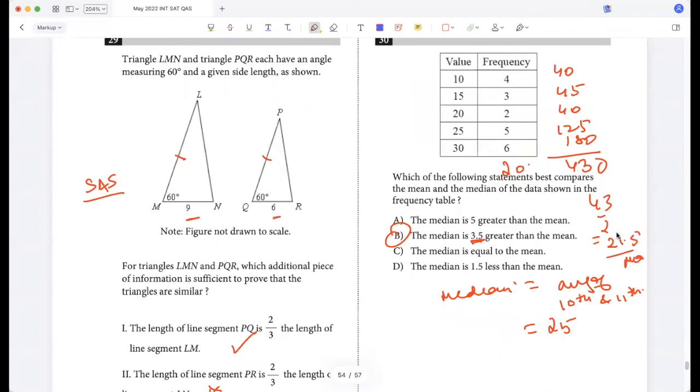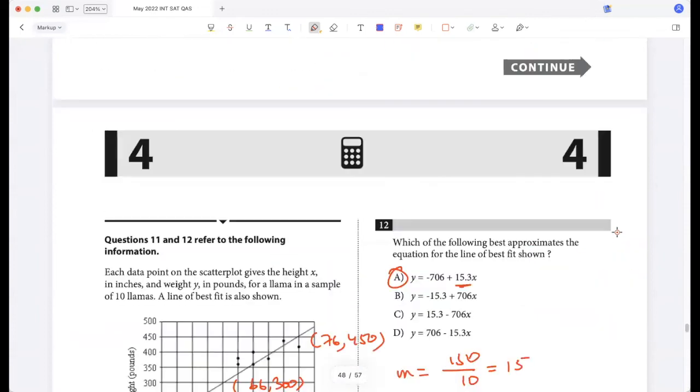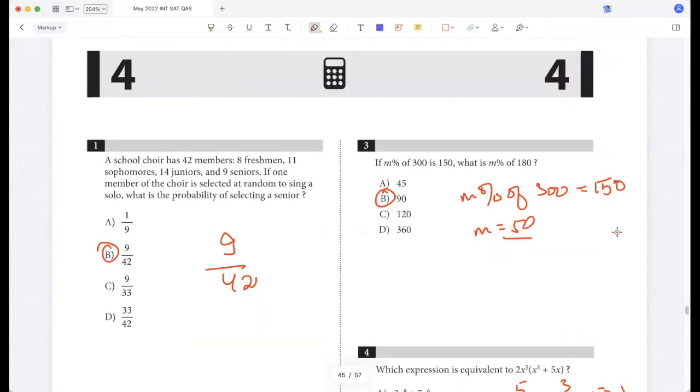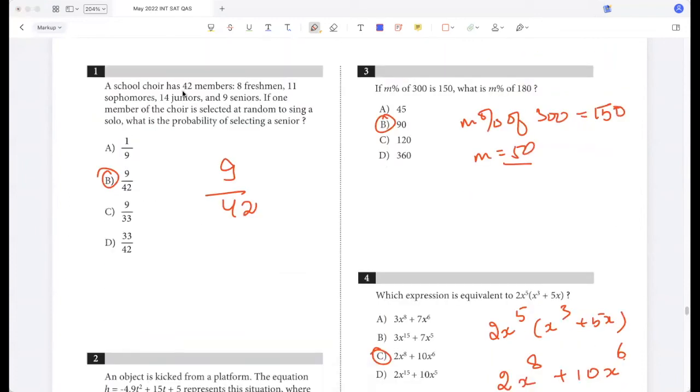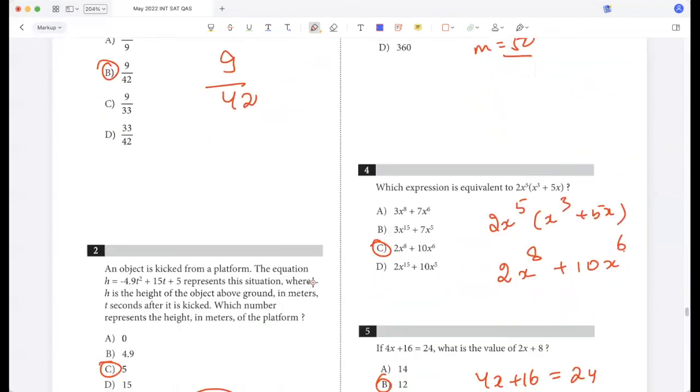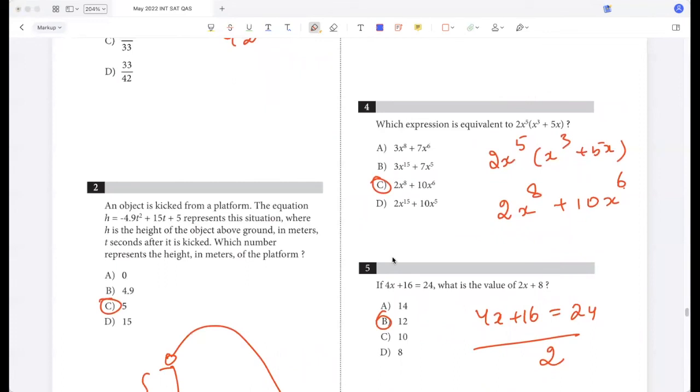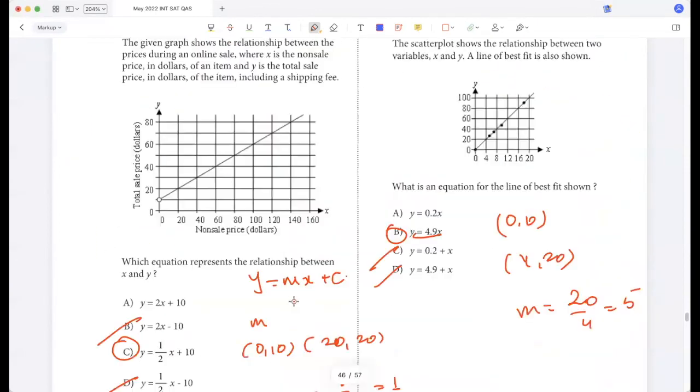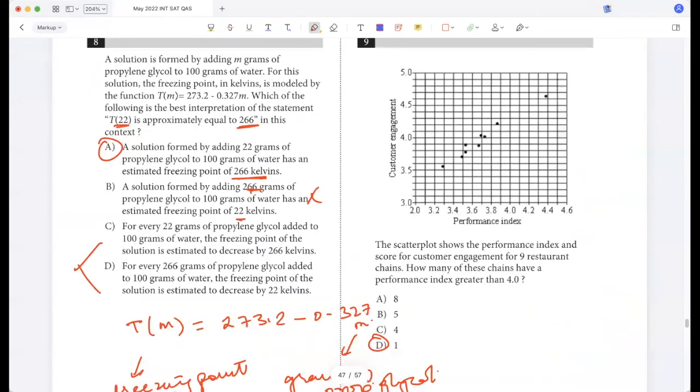Okay, let's grade this. Question 1 is B, C, B, C. Okay, 5 is B, C, B, A.